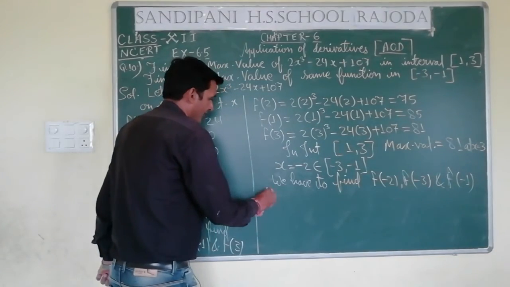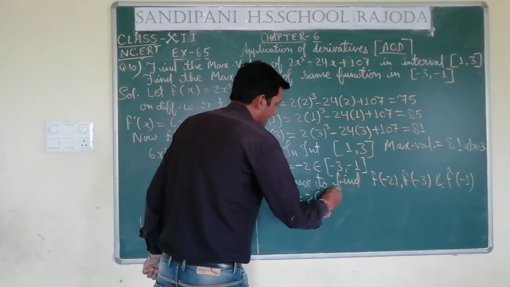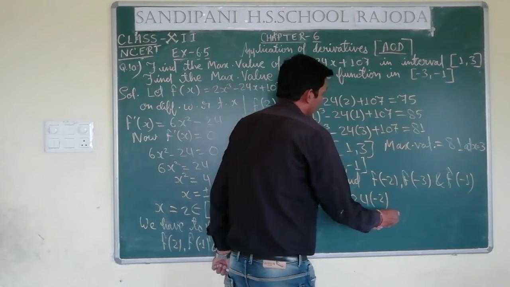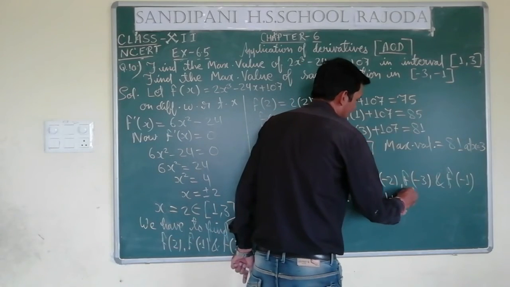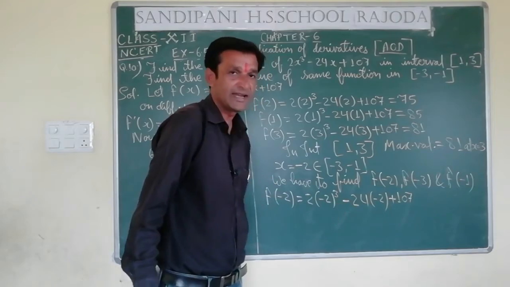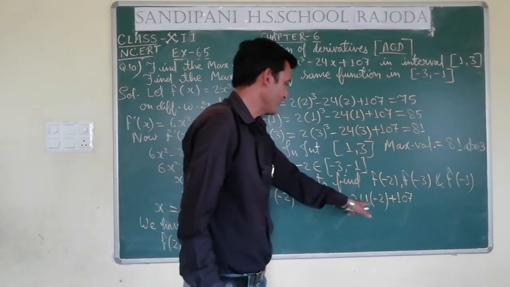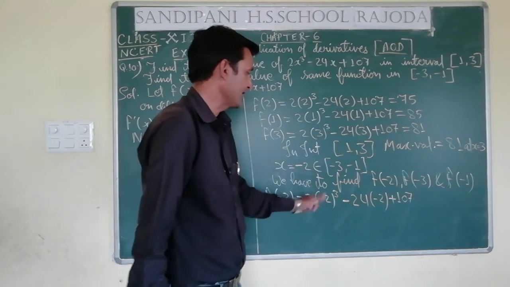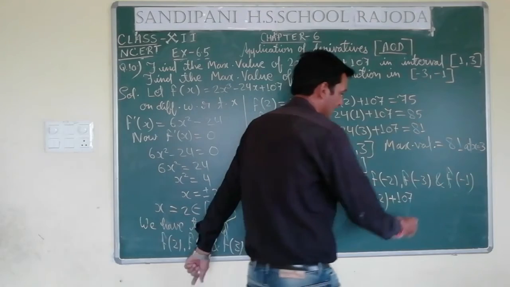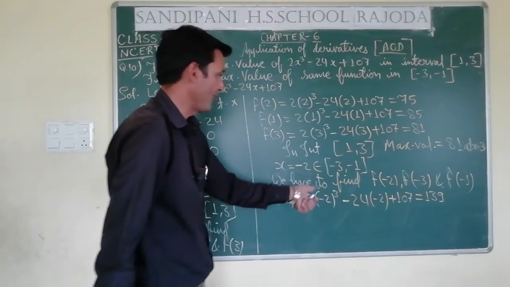So f of minus 2 is equal to 2 into minus 2 cube, that is minus 24 into minus 2 here, and then plus 107. So let us solve this. It will be minus 2 cube is minus 8, minus 8 into 2 is minus 16, minus 16 plus 48. So 48 minus 16, how much is it? 32. 32 and 107, 139. 139 is the value here, f of minus 2.